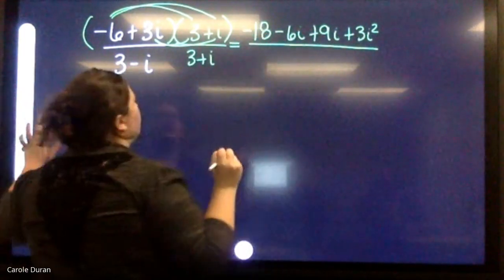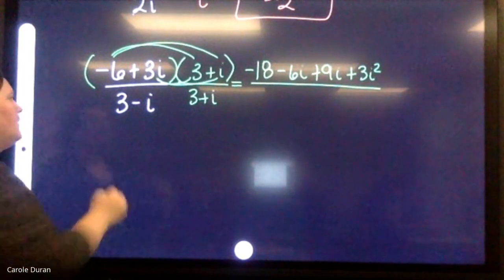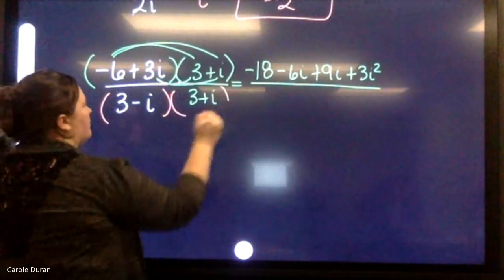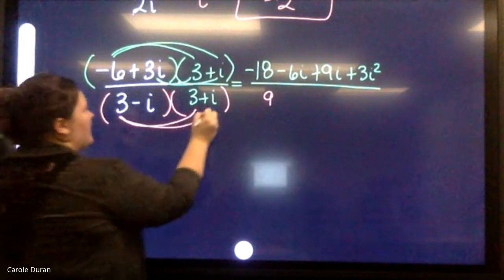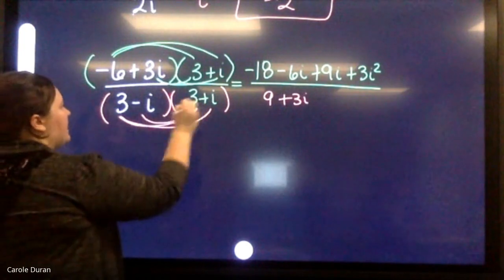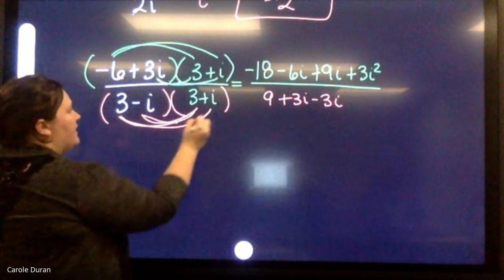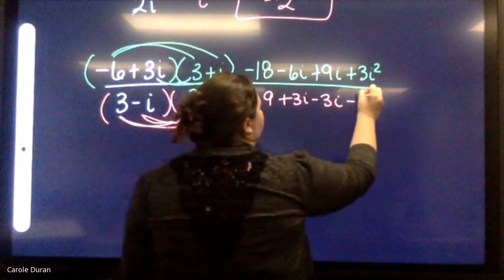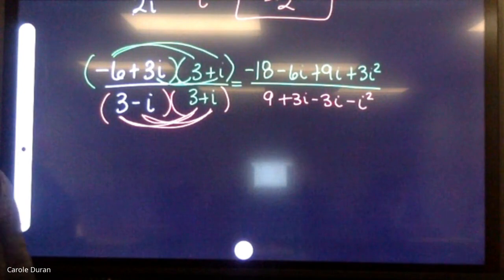And then over, I'm going to do the same thing for my denominator. 3 times 3 becomes 9. 3 times i becomes 3i. -i times 3 becomes -3i. And -i times i becomes -i squared. Take a second to really process that and make sure you understand where each of those values came from. And then we will finish simplifying.